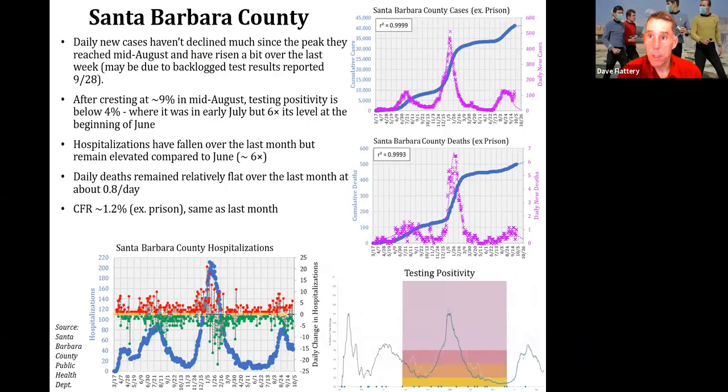For Santa Barbara County, we haven't really started declining much from the peak we had. We've been hanging around between 90 and 120 cases a day for a month and a half. So it isn't really declining. It rose a bit over the last week.